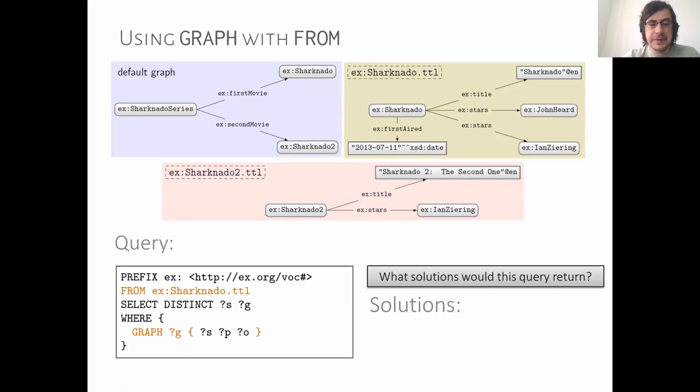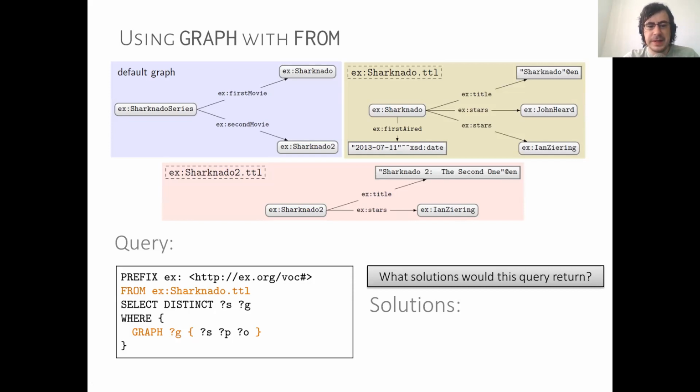To access all of the named graphs, instead of putting a name, we can put a variable like G. So we say FROM sharknado.ttl, and then we say GRAPH ?g, okay, SPO. In this case, what we're looking for are the unique subjects of all named graphs. Any idea what this would return, this query? So we'll return all of the distinct subjects of all of the named graphs, right?